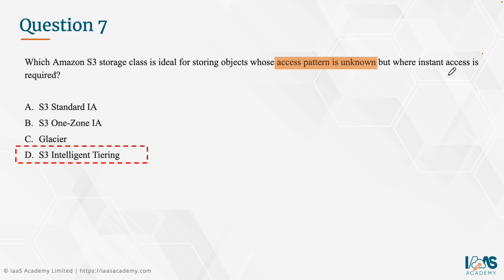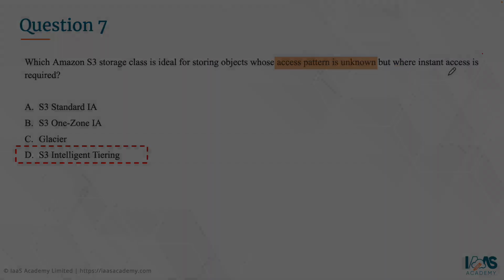Okay, so that's question number 7. With an unclear access pattern, the storage class you want to opt for, especially if you need instant access to your data, is the Intelligent Tiering storage class.